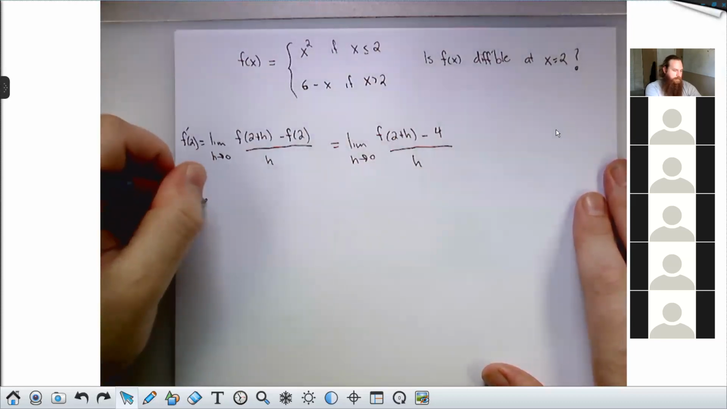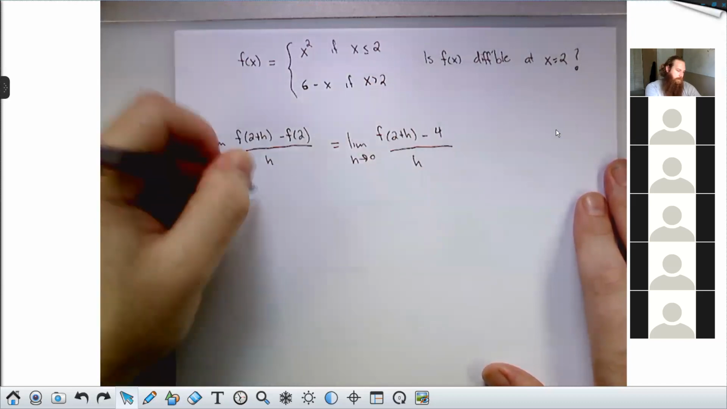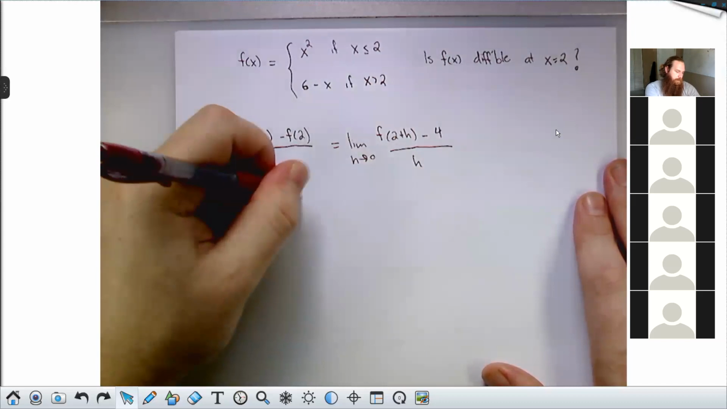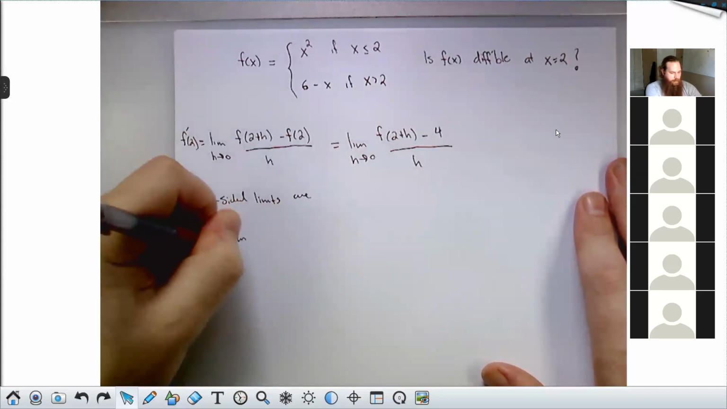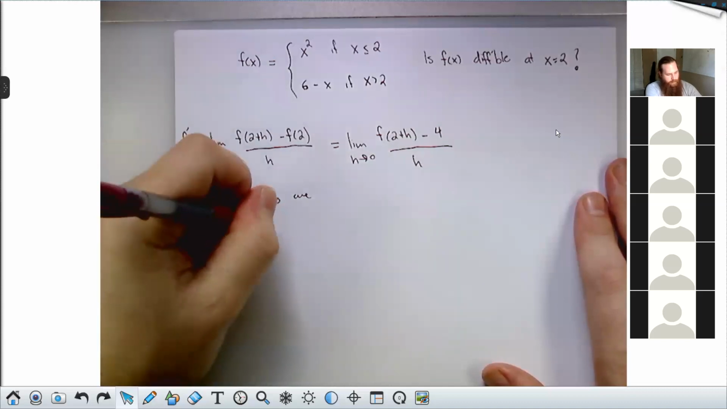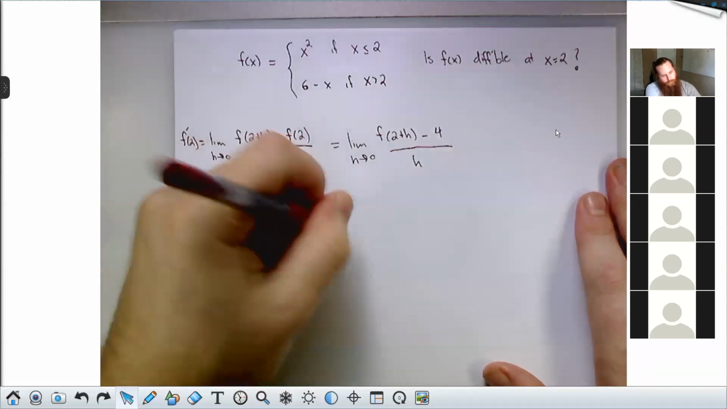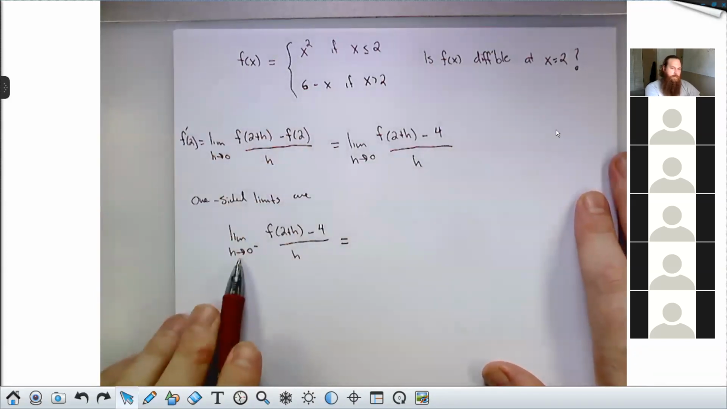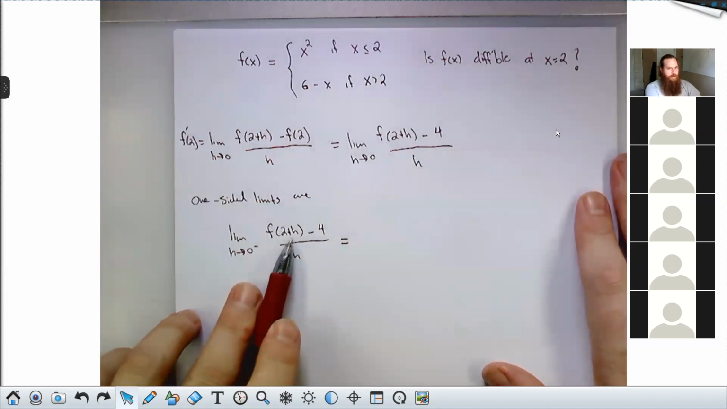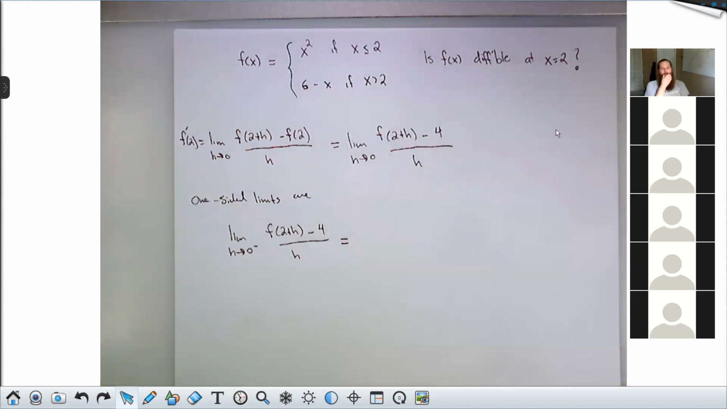So again, the one-sided limits are the limit as h approaches 0 from the left, f of 2 plus h minus 4 over h. If h is approaching 0 from the left, is 2 plus h larger or smaller than 2? I'll repeat the question just in case you didn't hear. As h approaches 0 from the left, is 2 plus h larger or smaller than 2? It's a little smaller than 2.